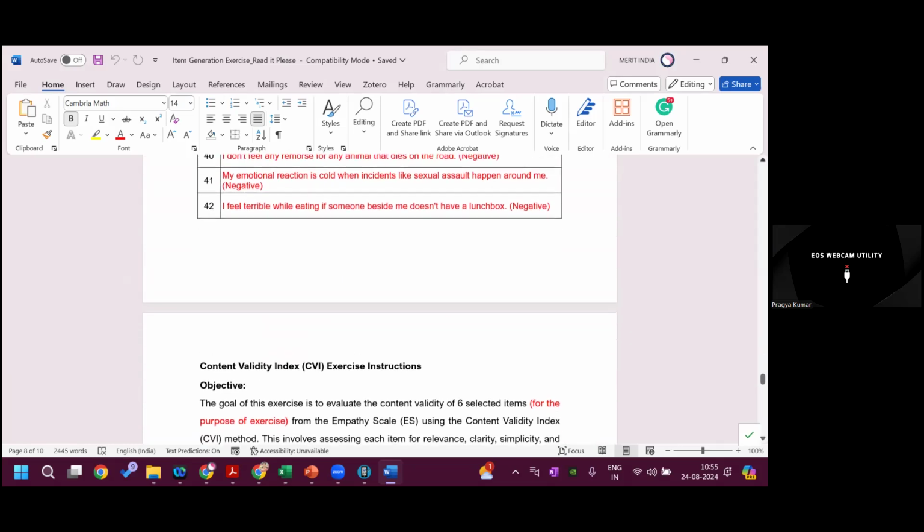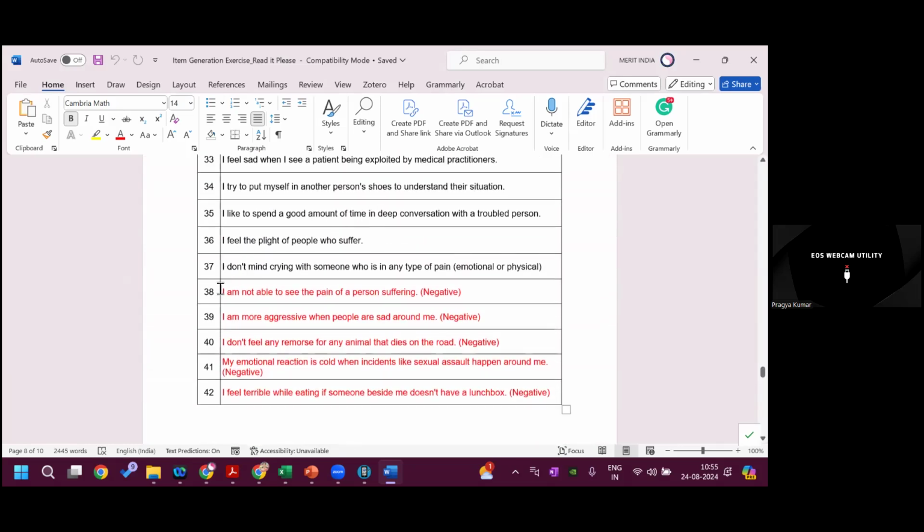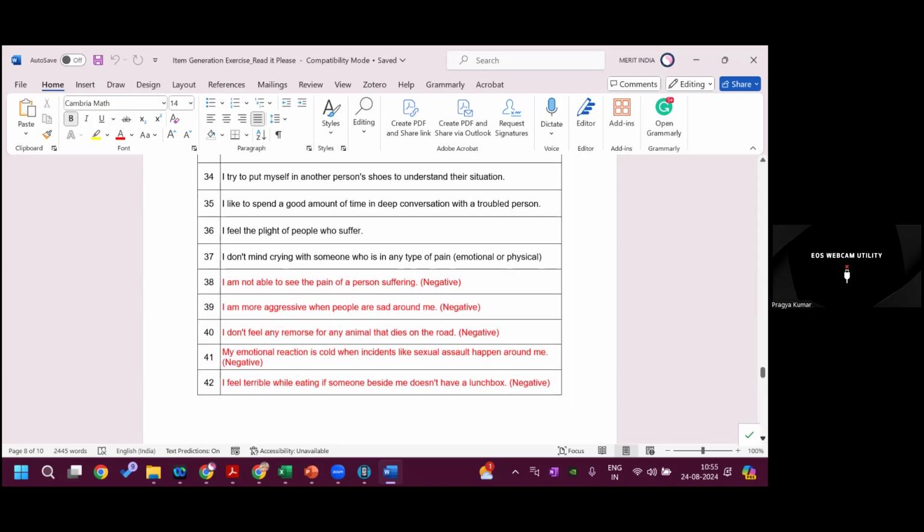But we have marked these questions as red because items 38 to 42 were negative questions. You should know in your tool which are the negative questions, because when you test the reliability, you need to reverse scale those negative questions. So if I choose to keep these items in my questionnaire, I'll make a separate note that item numbers 38 to 42 are negative statements. Like, I'm not able to see the pain of a person suffering. I'm more aggressive when people are sad around me. So these are the negative questions.